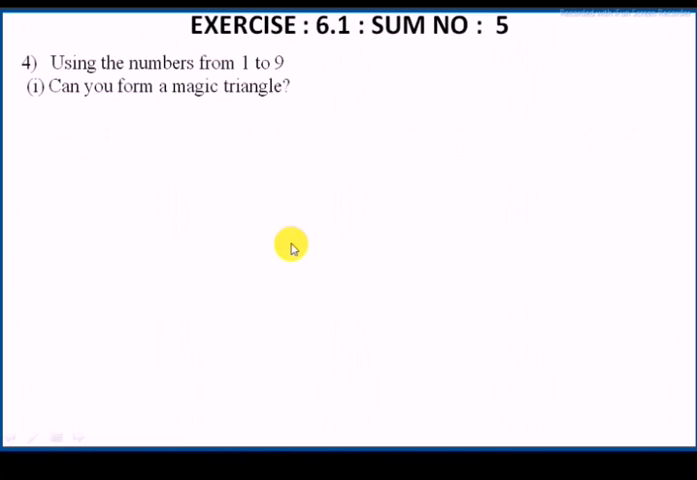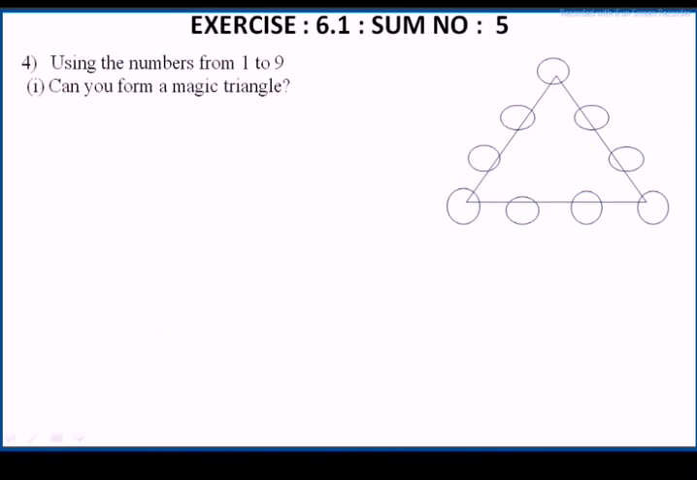So let's draw the triangle first with 9 values. Then let's place number 1, 2 and 3 on the vertices. So you have 1, 2, 3. Then we'll place 4, 5 and 6. So you have 4, 5, 6 followed by 7. Next to 6 we will write 7. And then next to 4 we will write 8. And next to 5 we will write 9. So you get 7, 8 and 9.